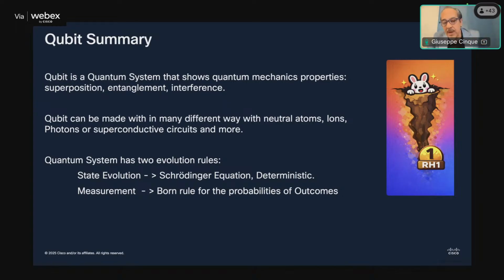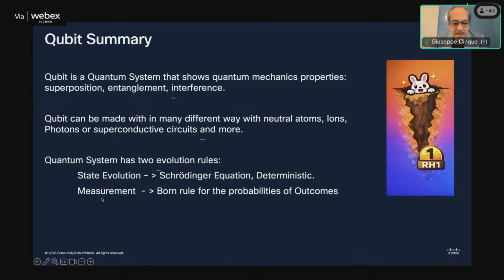So this is a quick summary of the qubit. It's a quantum system that shows quantum mechanics properties like superposition, entanglement, and interference. It can be made with different technologies: neutral atoms, ions, photons, superconducting circuits, the one that received the Nobel Prize this year for experiments done in 1985.